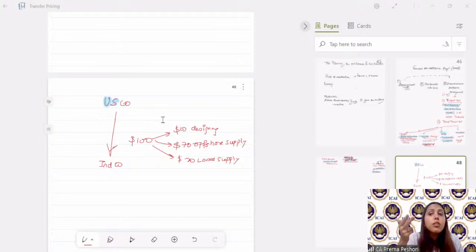Why? Because they are not associated enterprises. If they would have been associated enterprises, GAR would not have been applicable. Only transfer pricing provisions would have been applicable. But here they are not associated enterprises. So here there is no question of transfer pricing being applicable. Here GAR will be applicable. So the transactions which are outside the purview of transfer pricing will be covered under the first limb, which is where the transactions are not at arm's length.